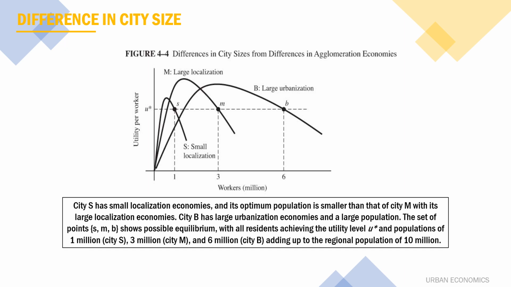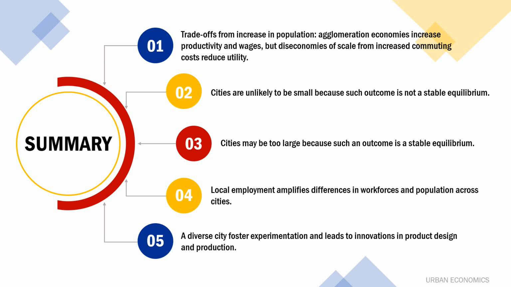So we can say this is a stable equilibrium because each city is on a negatively sloped portion of the utility curve. Okay, that's all for this topic. The important thing is how you can relate the utility and city size: what happens when the workforce moves from one city to another city, what happens to the city that they left, and what happens to the city that they go to.